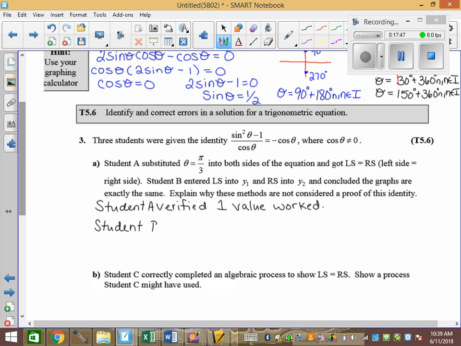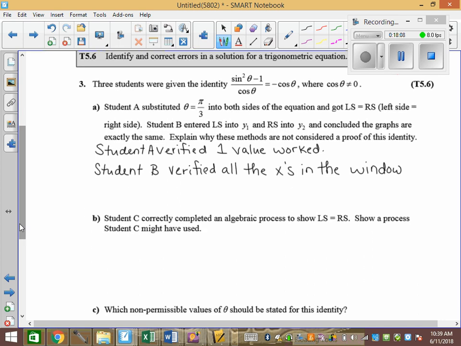So student B verified all the x's in the window. But still not infinite number of x, right? Student C correctly completed an algebraic process to show left side equals right side. So you guys show the proof. Go, try it out. And then state the non-permissible values. This is where people fall apart. We're gonna try, okay?